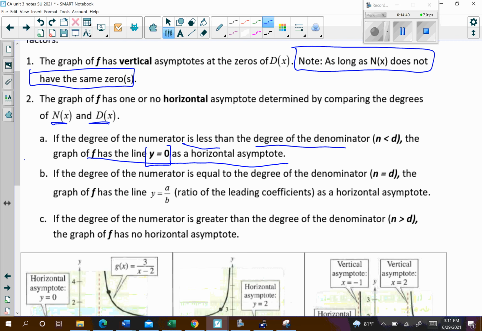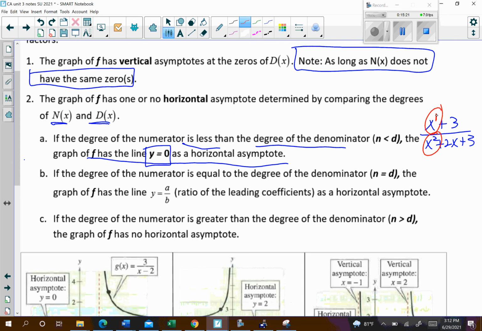So this happens by default if the degree of the numerator is less than the degree of the denominator. Let me give you an example of that. If you had x plus 3 over x squared plus 2x, I'm just making something up. That would fall into the category of the numerator power being less than the denominator, because the highest power in the numerator is 1, and the highest power in the denominator is 2. That's what you're comparing. You're just comparing the highest power on top and bottom.